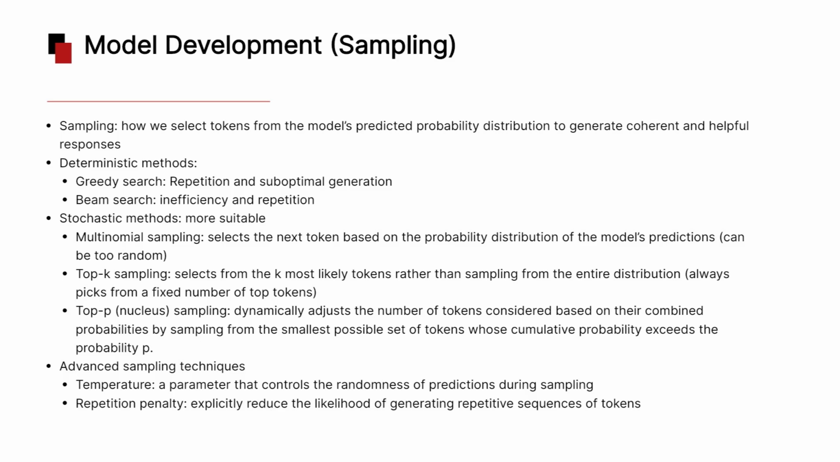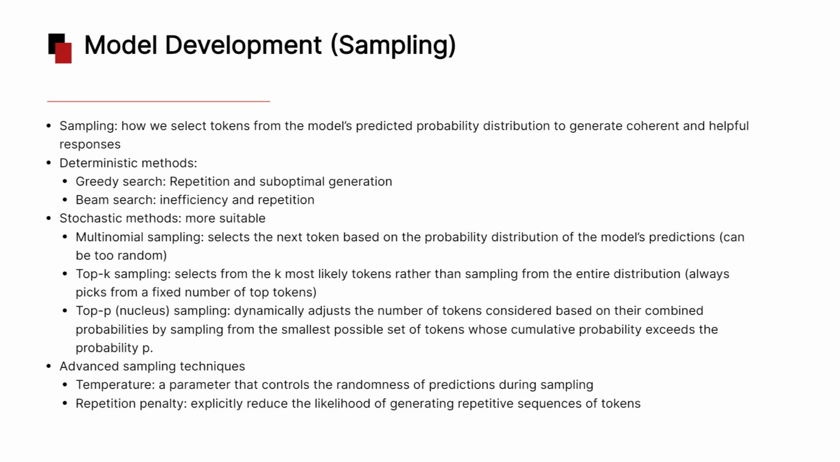Stochastic methods introduce controlled randomness, making them better suited for dialogue. Multinomial sampling draws tokens directly from the predicted probability distribution. It's highly diverse, but can feel too random. Top K sampling limits choices to the K most likely tokens, ensuring quality while retaining some variability. The downside is that K is fixed. It doesn't adapt to the situation.